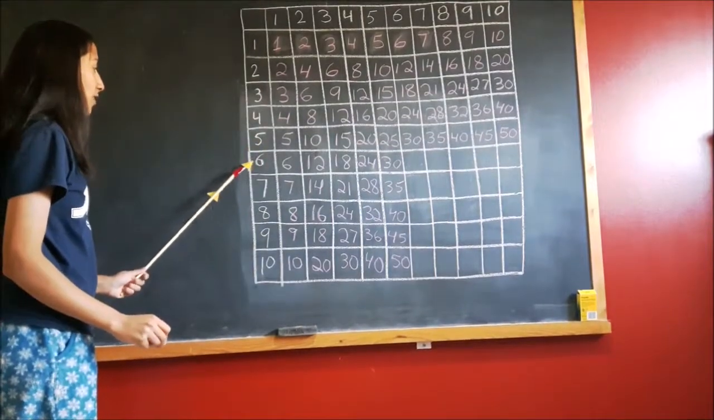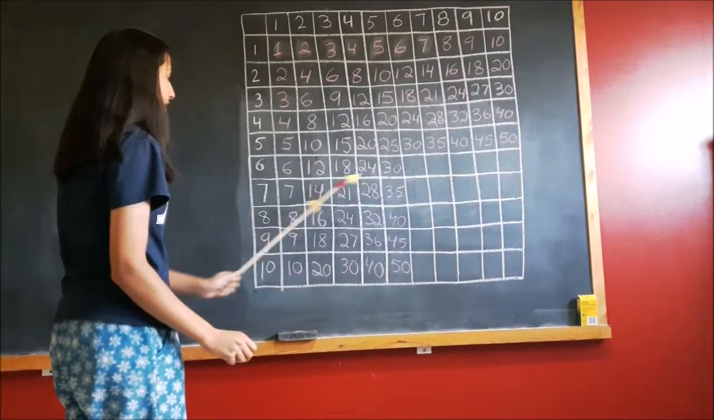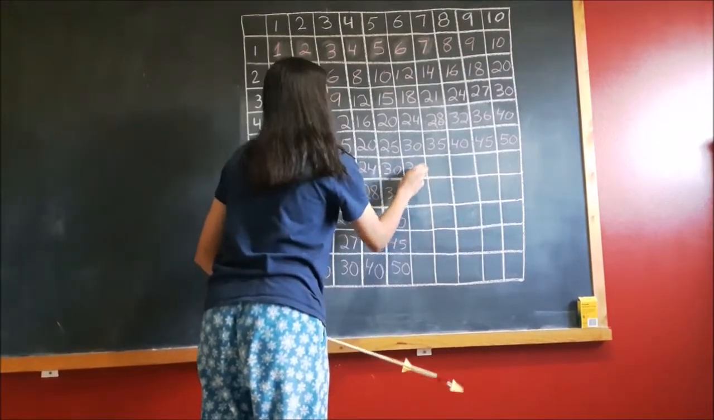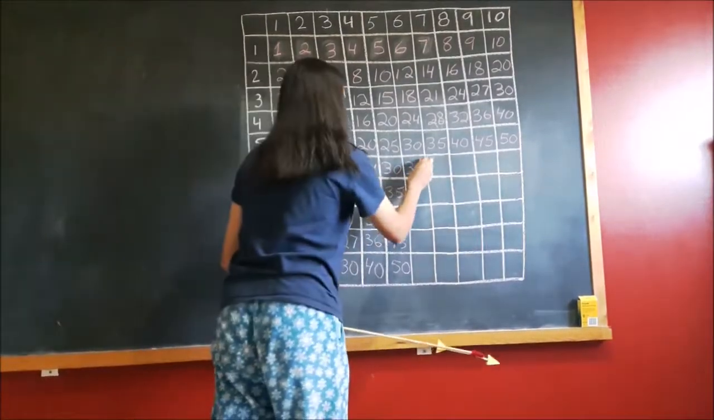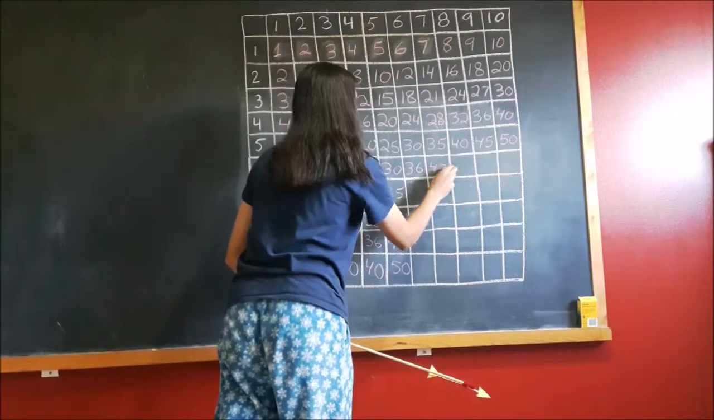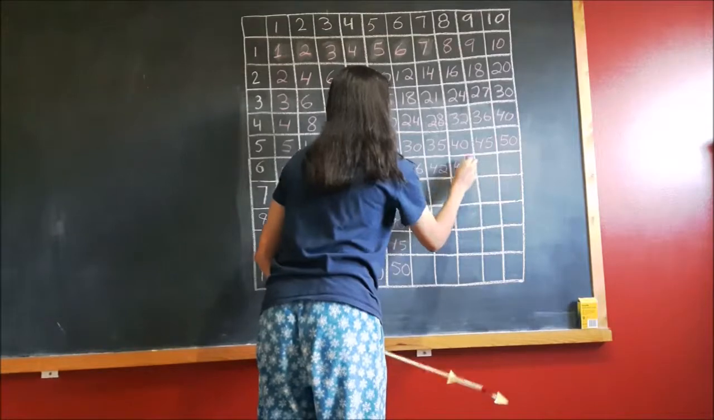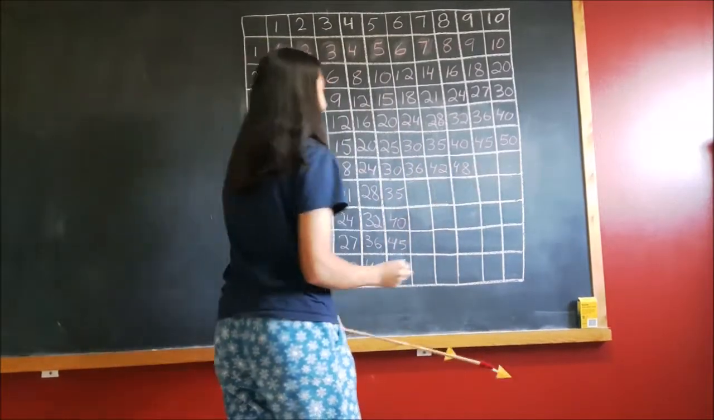Now, let's move on to the 6. 6 times 6 is equal to 36. 6 times 7 is equal to 42. 6 times 8 equals 48. And now we are almost done the row of 6's.